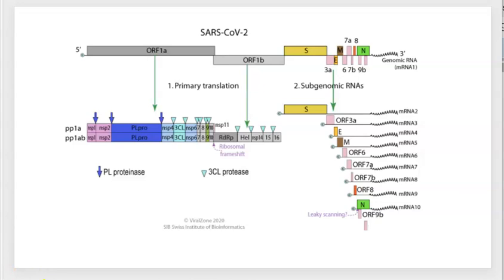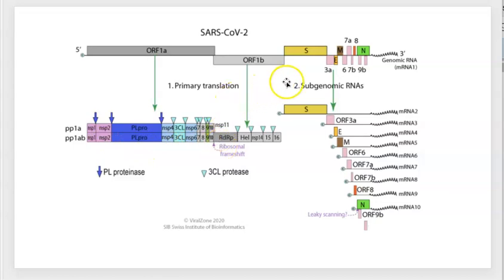So in this slide, we get a look at the full-length organization of the genome, ORF1A, ORF1B, and then these various proteins here. After primary translation, we have the main polyprotein, polyprotein 1A and polyprotein 1AB, broken into the non-structural proteins, so you can kind of see where they fall. NSP1, NSP2, NSP3, and so forth.